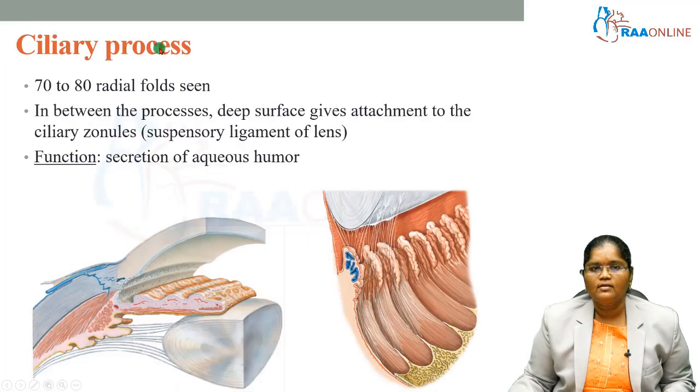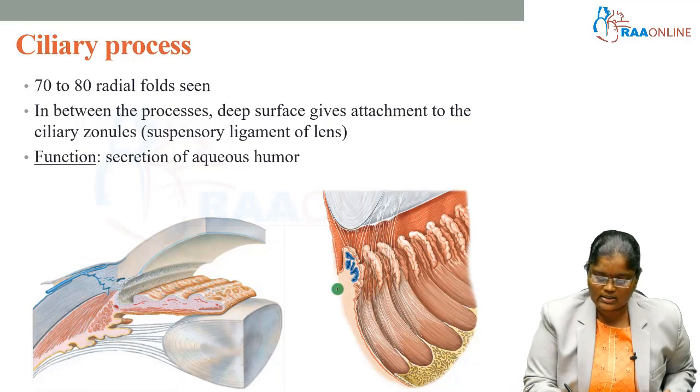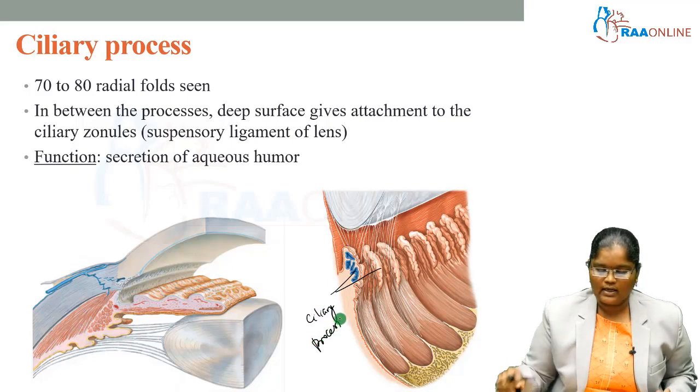Now, let us go to the ciliary process. Let us see what is present. This is the half section of the eyeball where we are focusing on the anterior chamber and the ciliary body with the iris, and this is a magnified view of the ciliary body where you can see so many processes projecting. These wave-like processes are called ciliary processes.